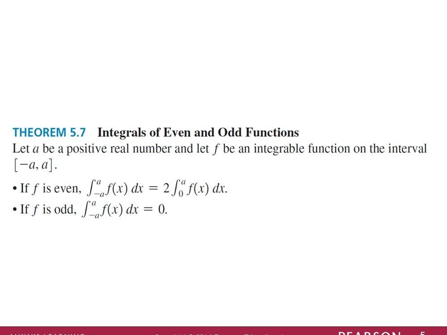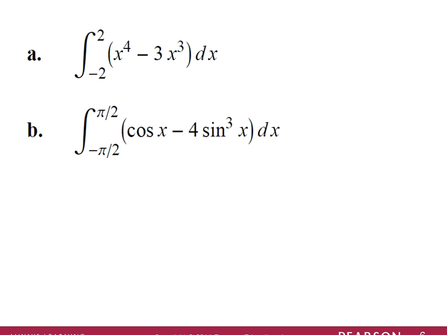We would then have to evaluate the integral by finding the antiderivative or using some geometry or something along those lines. So this theorem states that if we have some positive value a and we go from negative a to a, quite simply, if the function is even, we can simplify the integral to 2 times the integral from 0 to a, and if it's odd, then we know that integral simplifies to 0. Let's use this in an example here.